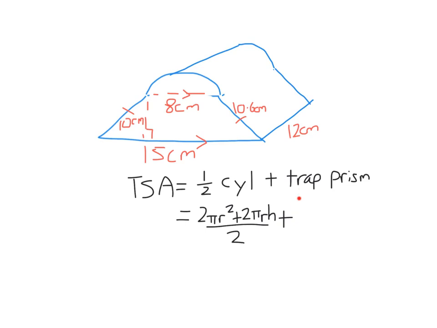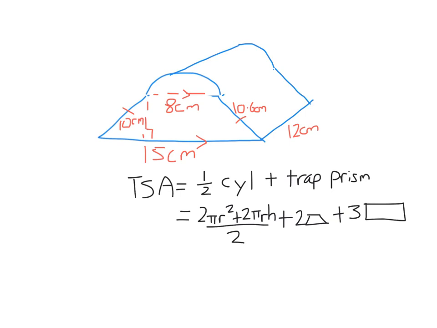For the trapezoidal prism, what we're going to have is 2 trapeziums at the front and the back. There's one here, there'll be one at the back. There's also 3 rectangles. There's this big rectangle at the bottom, this rectangle at the side, and then another same size rectangle on the other side. Again, we don't include the top of the trapezoidal prism because it's not on the surface. So that's all we have to do here. Find the surface area of the half cylinder, the 2 trapeziums, and the 3 rectangles.